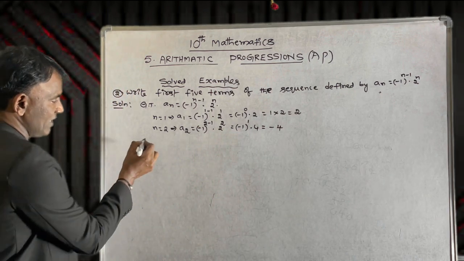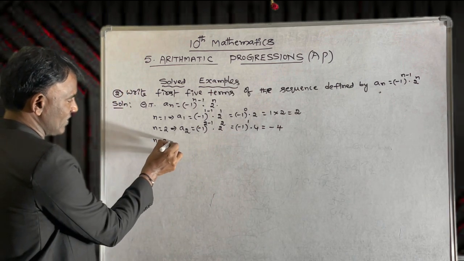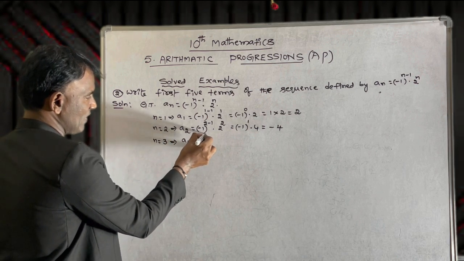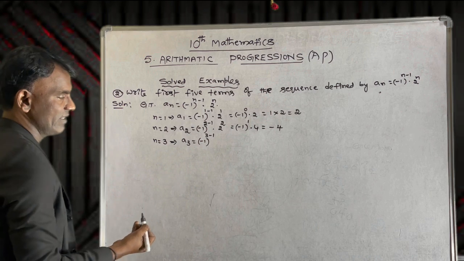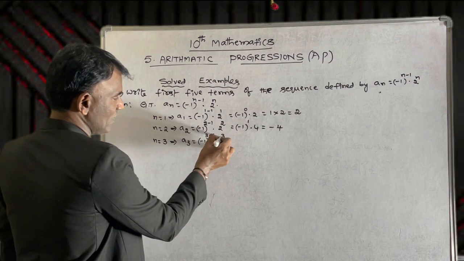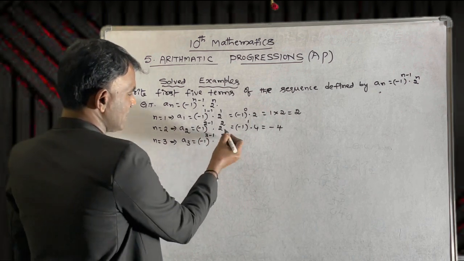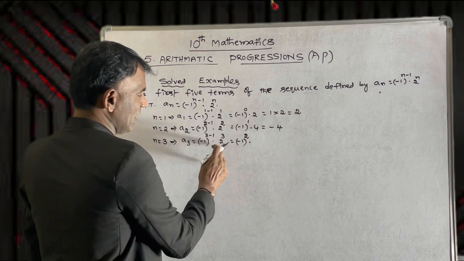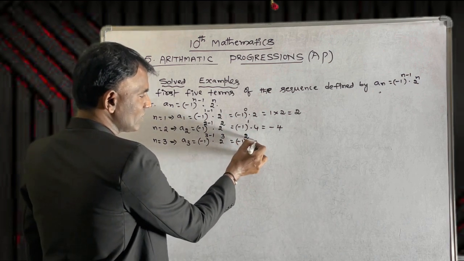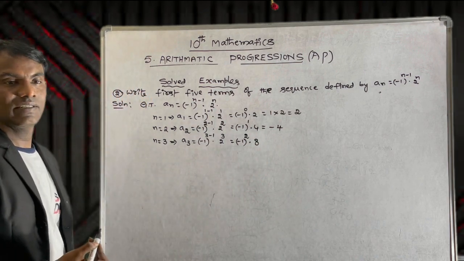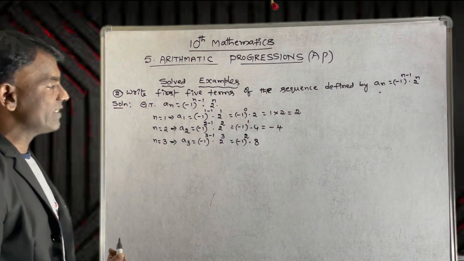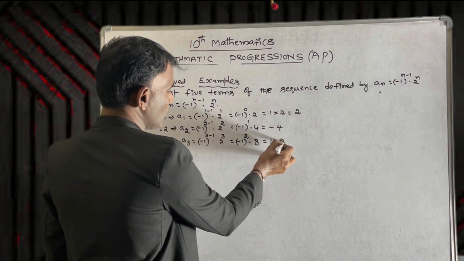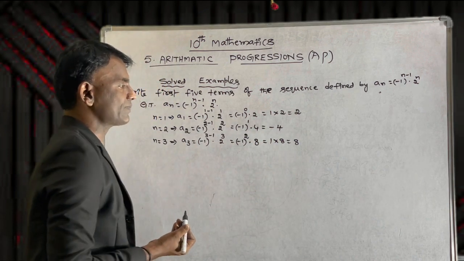And coming to third term, just substitute n equal to 3. Then A3. So (minus 1) power 3 minus 1 into 2 power 3. So how much is it? (Minus 1) whole power 3 minus 1 is 2. And that 2 cube means 2 into 2 into 2. That can be written as 8. So what is the value of (minus 1) whole square? (Minus 1) whole square can be written as 1. So 1 into 8 equal to 8.